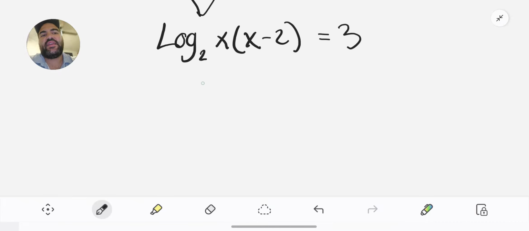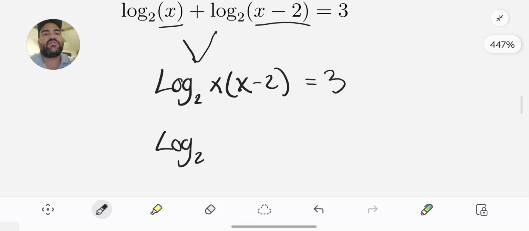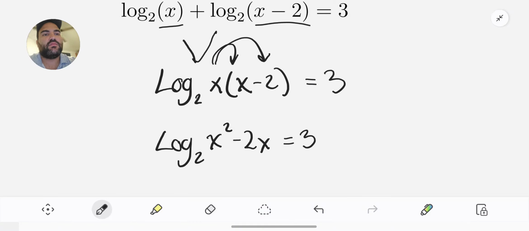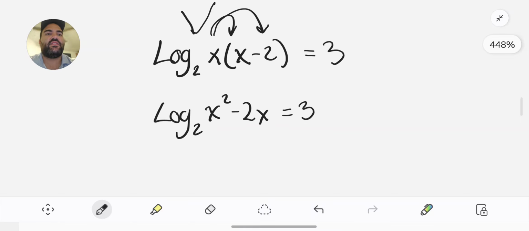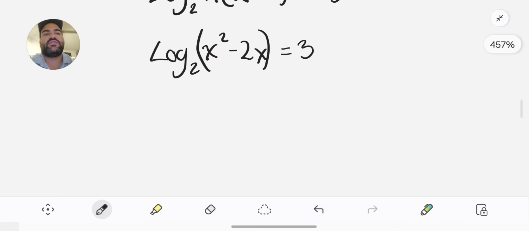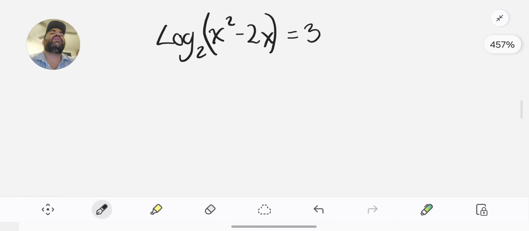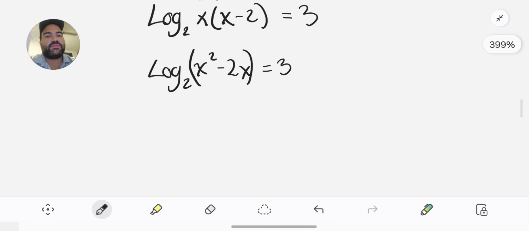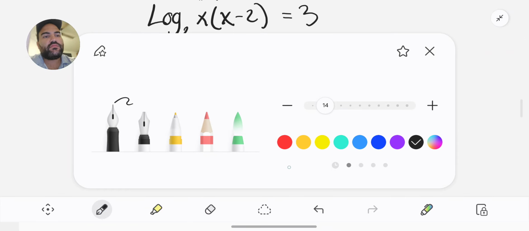We could distribute that x right now. Why not? Let's just get it out of the way. If you distribute the x, that's x squared minus 2x. That's this thing. Algebra 2, you probably know that easily. Technically, a parenthesis here looks better because it's 2 terms within the log. And now we're going to change it to exponential.